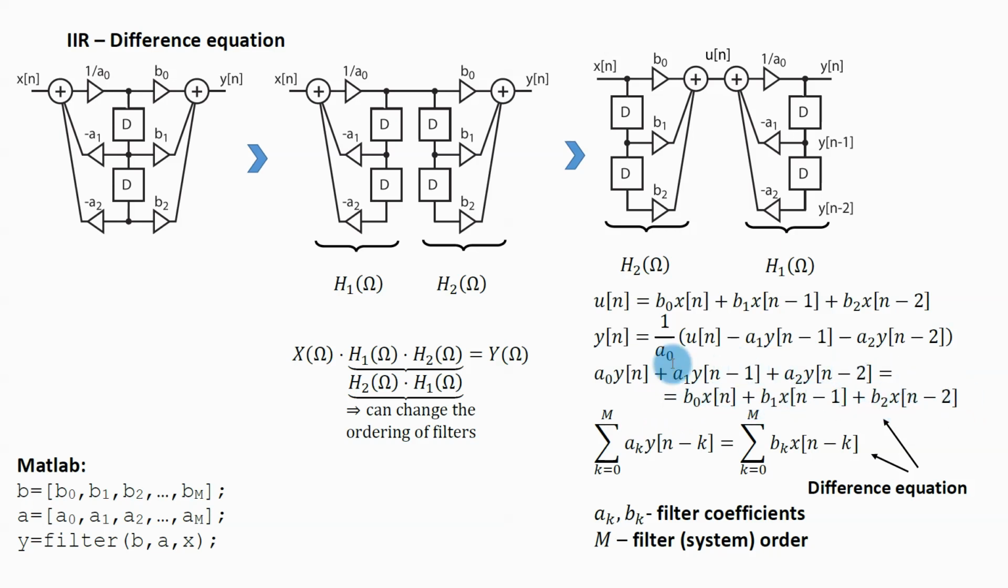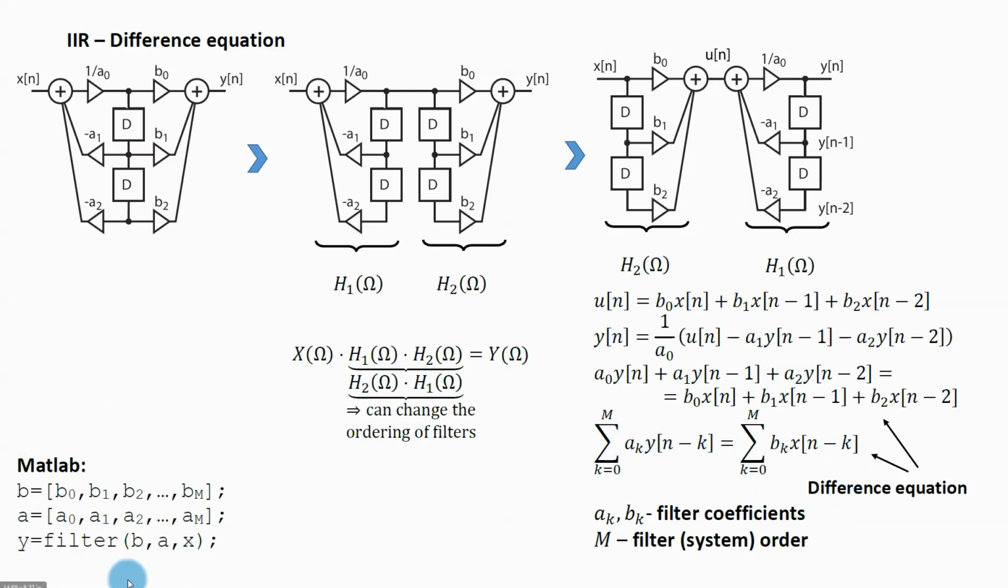This equation is written for the second order. The highest delay here is 2. For a general order m, we can write this equation like this. And again, these a's and b's we call the filter coefficients. These b's are feed-forward coefficients and these a's are feedback coefficients. And m is the order of the filter, which corresponds to the number of delay elements in the schematic and to the greatest delay in our difference equation.